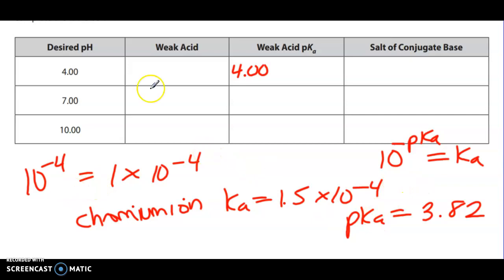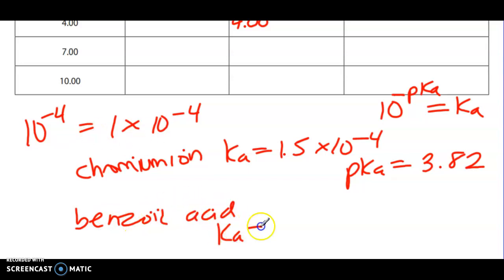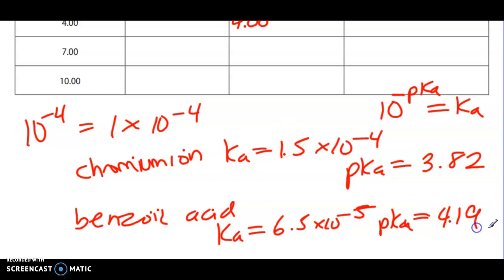Because remember that the best one we can get is if the pH is equal to the pKa, right? So the one that is the next closest is benzoic acid. Benzoic acid has a Ka value of 6.5 times 10 to the negative 5. So we have a negative log of 6.5 times 10 to the negative 5. The pKa value there is 4.19.